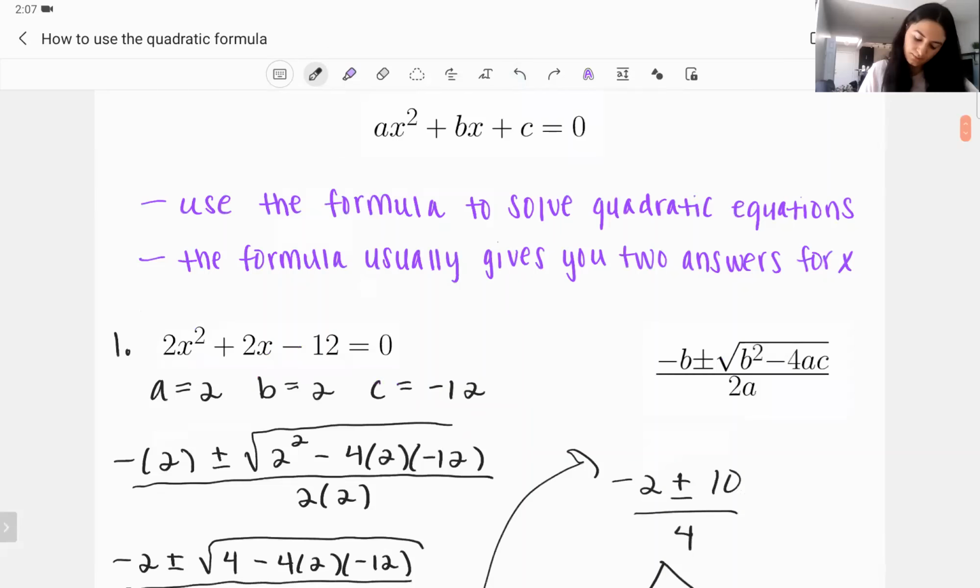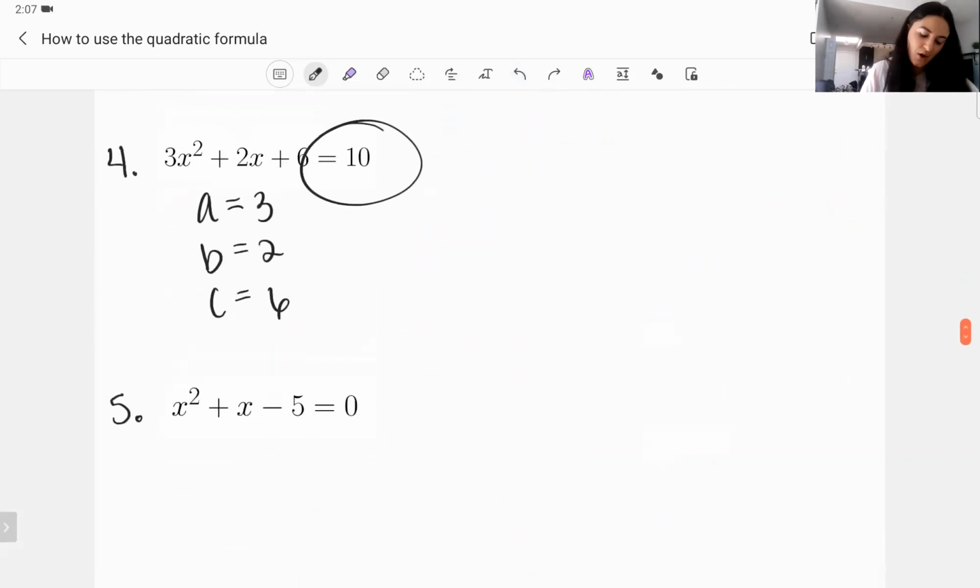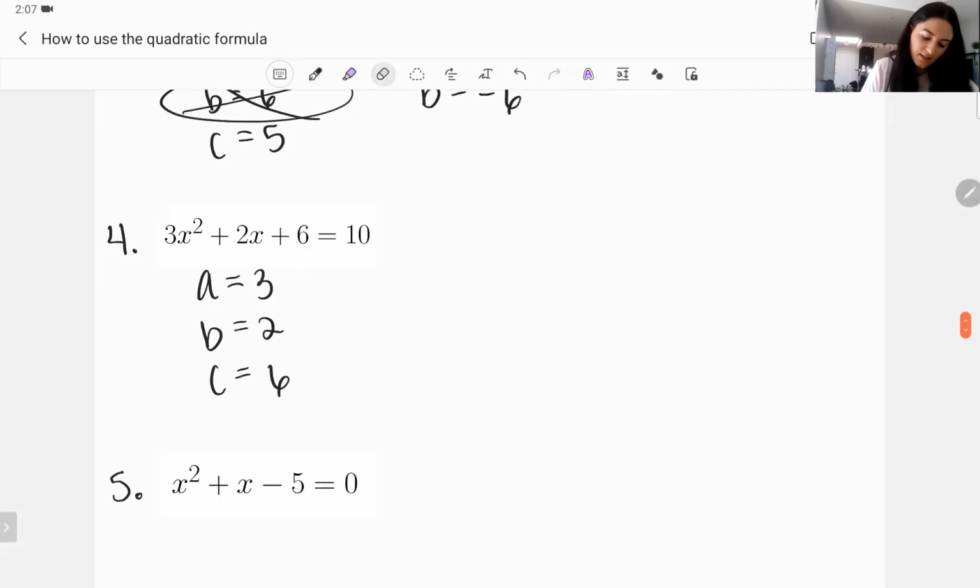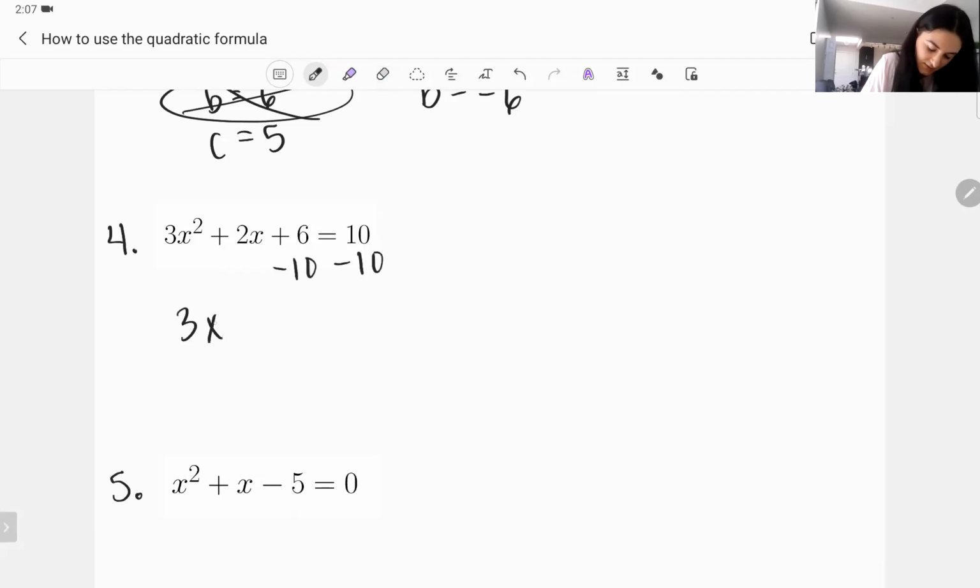So back in this example, where we have the 10 on the right side, we would need to get it to be a 0 on the right side before we apply the formula. And how can we do that? How can we get rid of the 10 that's on the right side? Well, why don't we subtract 10 from both sides? If we subtract 10 from both sides of the equation, we're going to have 3x squared plus 2x. 6 minus 10 is minus 4. And then on the right-hand side, 10 minus 10 is 0.